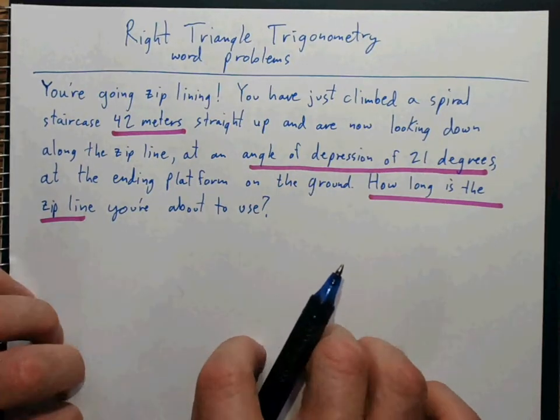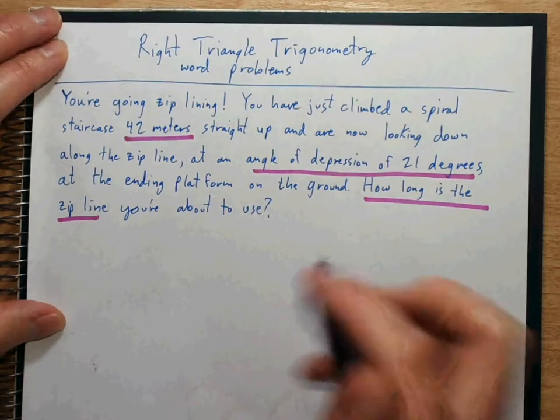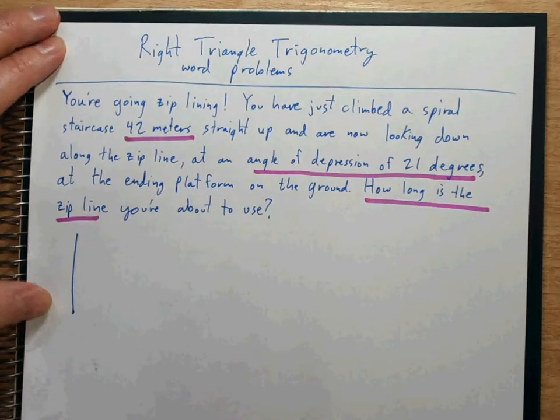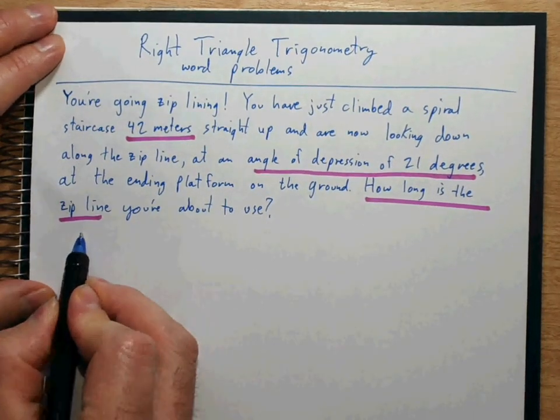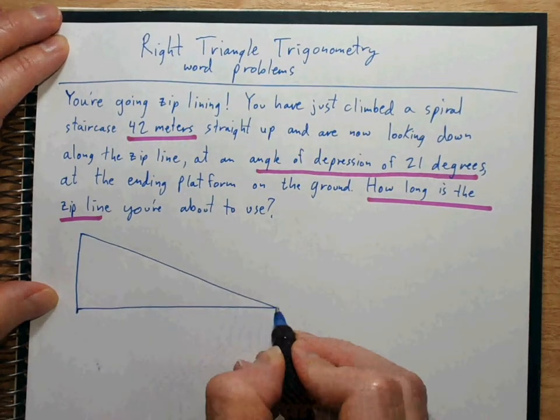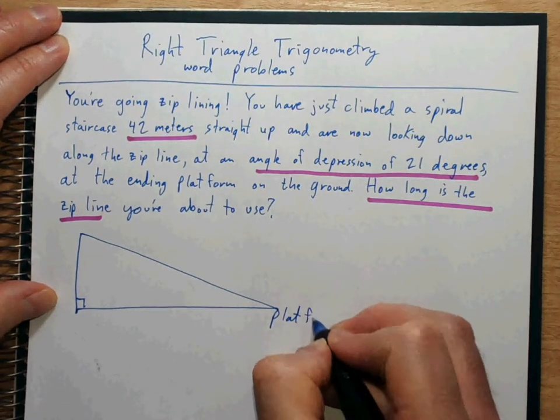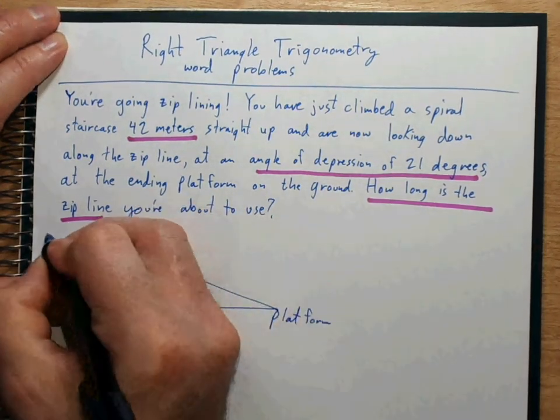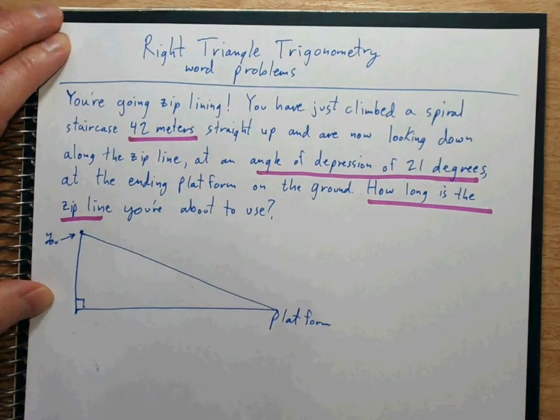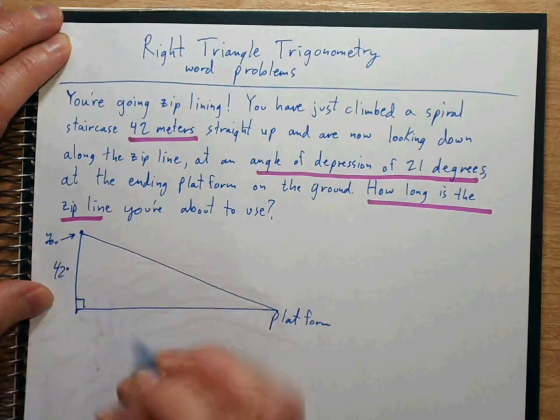Okay, so I'm going to go ahead and draw this diagram. I would say that you're going straight up here, and you're looking down right there. Okay? So this is the platform. This is you, right there. Alright? So you've gone up 42 meters, straight up. So this is 42 meters here.